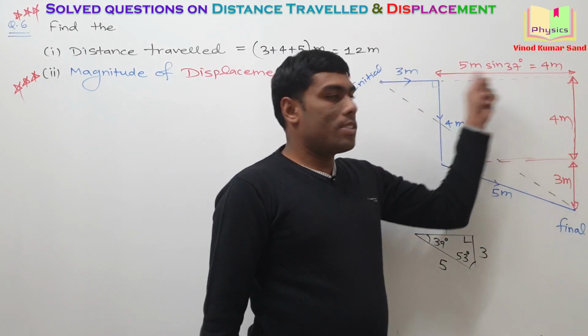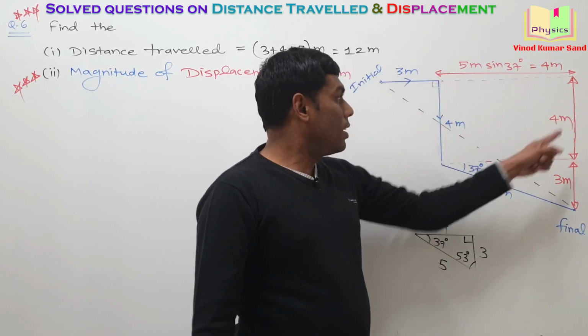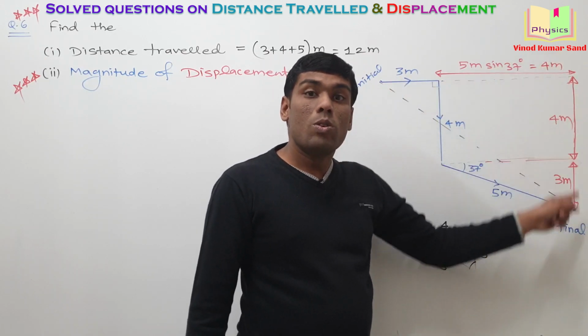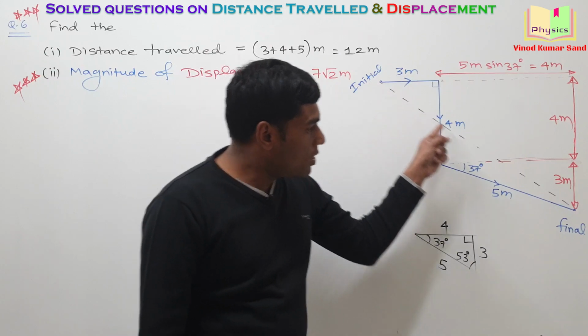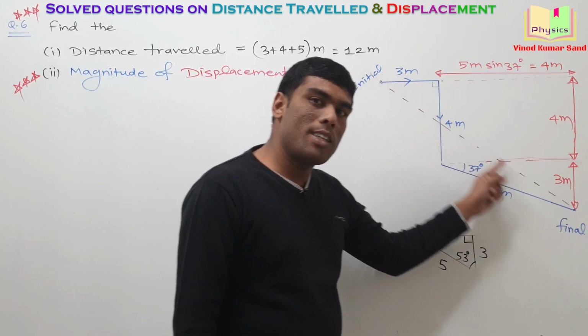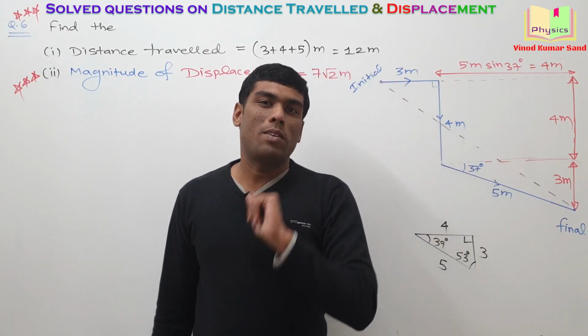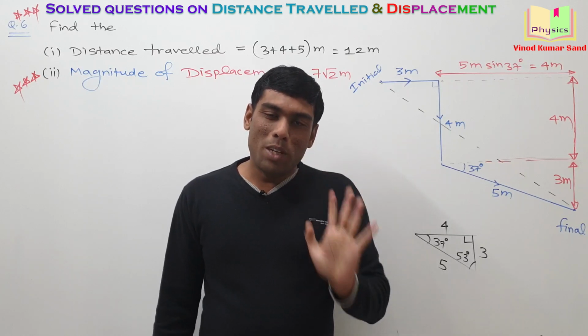This length is actually 7 meter. This vertical length is also 7 meter. Then the shortest distance between the initial and final position will be 7 root 2 meter.